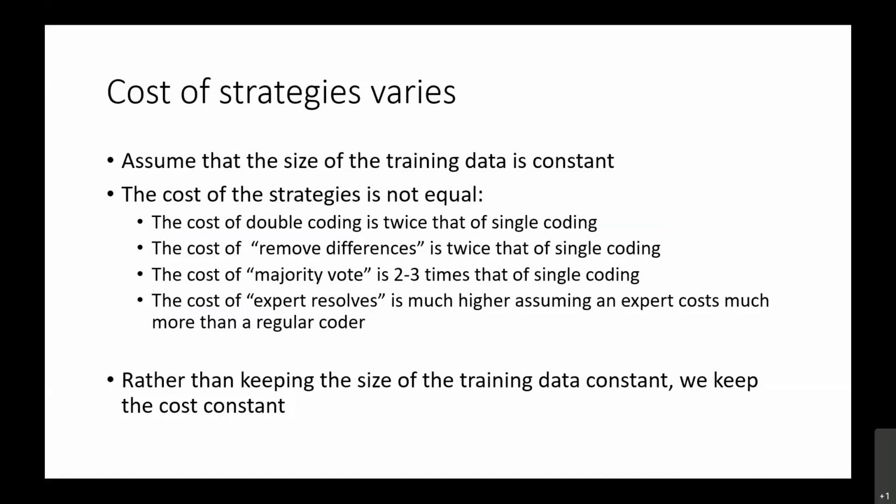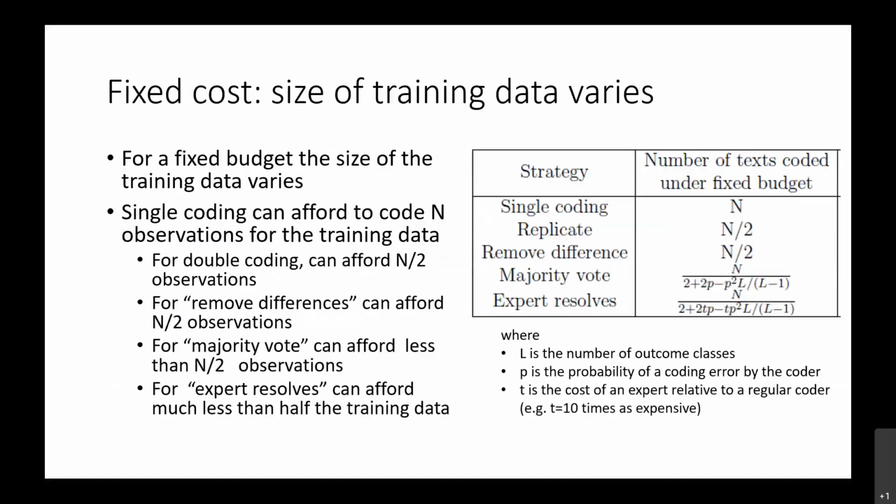So we could do one of two things now, keeping the size of the training data constant. But instead, what we do is we keep the cost constant, because that seems more realistic. For constant cost, I can afford a different number of texts to code, so the size of the training data varies. This is all in comparison to single coding, where we can afford n observations to single code. Replicate and remove differences, we can afford half as many because they are twice as expensive. For majority vote and expert resolves, we can afford fewer than half as many. The exact number depends on the probability of a coding error, P, the number of categories or outcomes that we can code, L, and T, which is the cost of an expert relative to a regular coder, here assumed to be 10 times the cost.